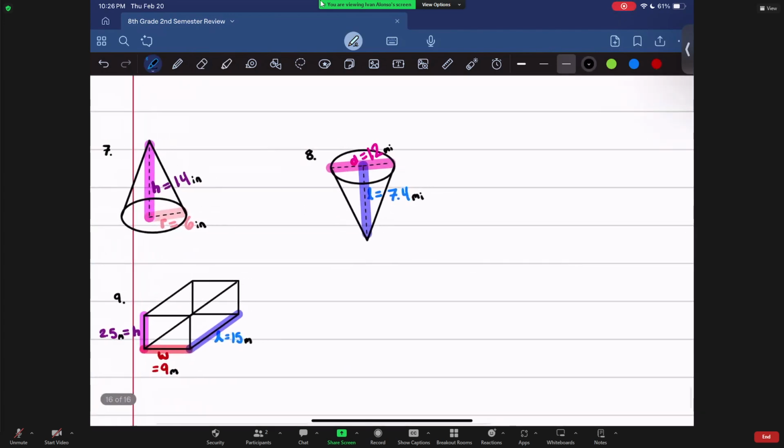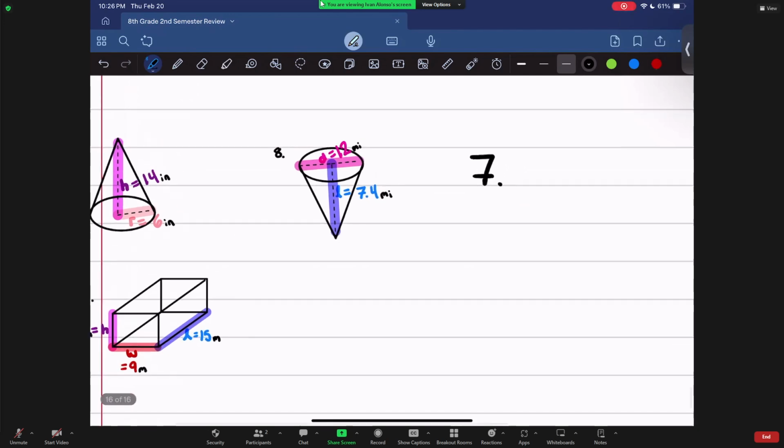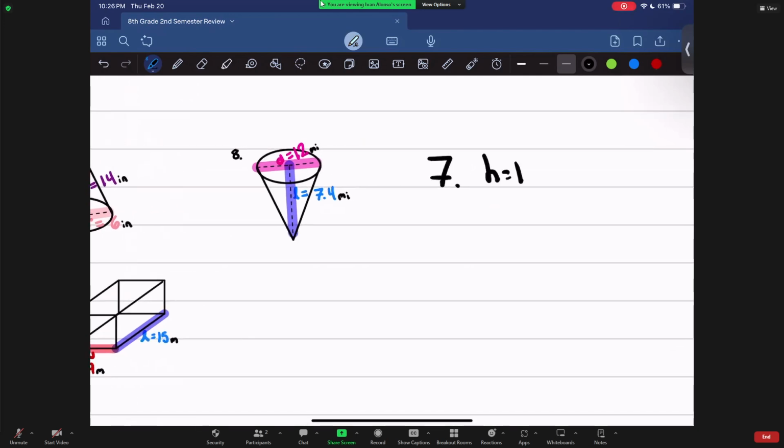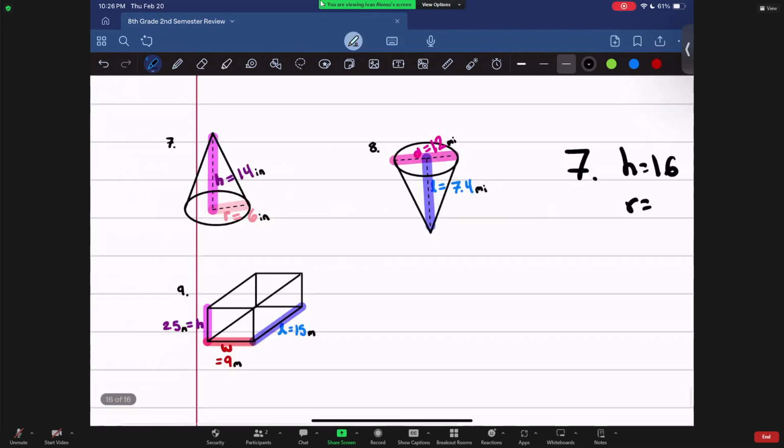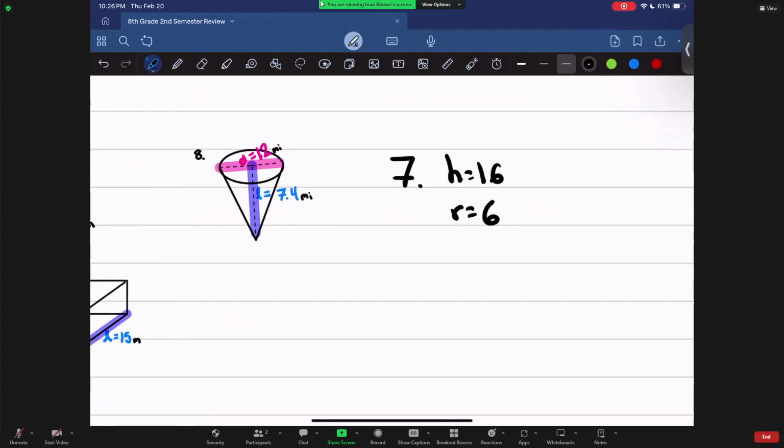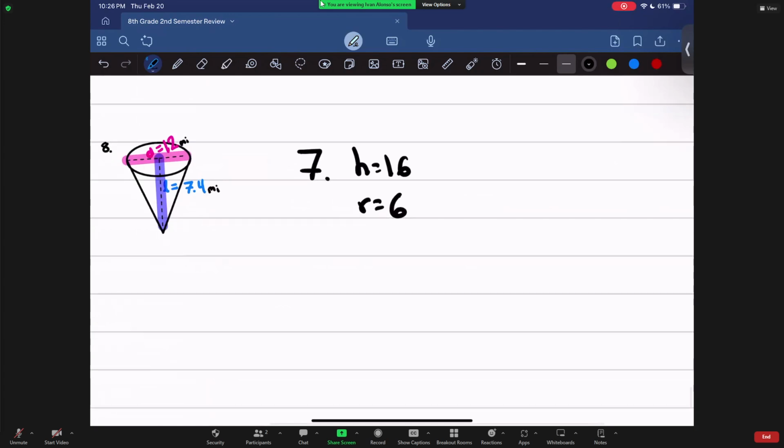Okay, let's do 7. Now, this one tells us h is equal to 16, r is equal to 6. Now, volume of a cone is pi times r squared times h. I remember that one. Pretty confident on that.